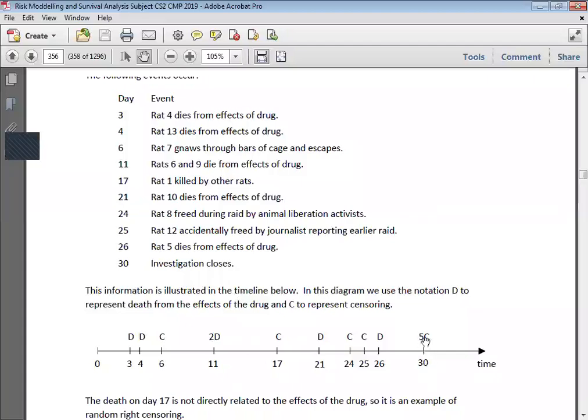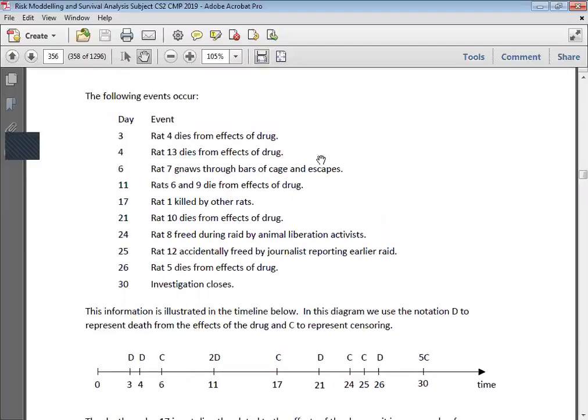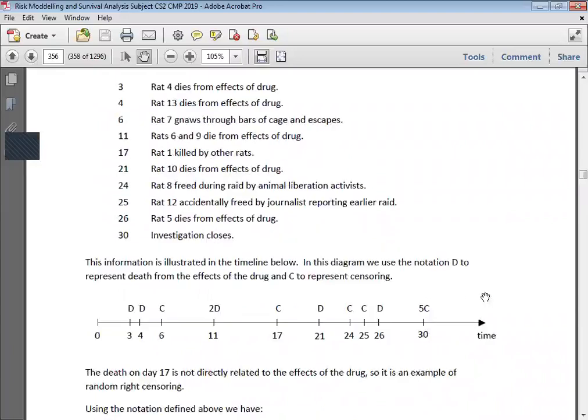So here, if I'm looking at the last day of my study, I can just tell that the remaining 5 rats, I have censored them now. So I'm not observing them beyond this. So again, this is just one example of right censoring. So here, these were the events given to you, and this is the timeline that you have drawn.